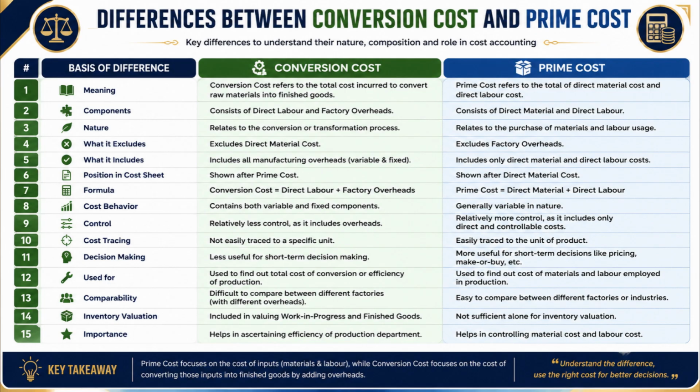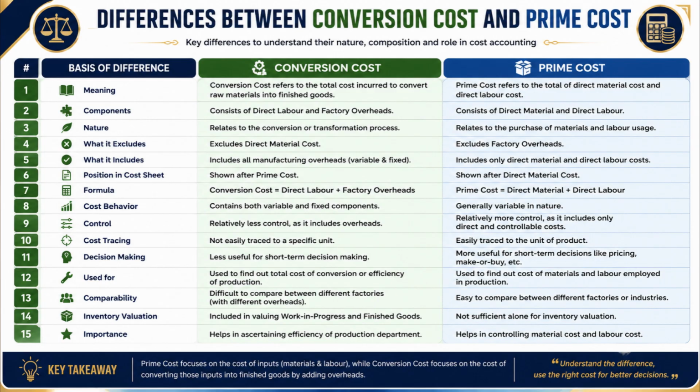Number 1. Conversion cost refers to the cost of converting raw materials into finished goods, whereas prime cost refers to the total of direct material cost and direct labor cost. Number 2. Conversion cost consists of direct labor and factory overheads, whereas prime cost consists of direct materials and direct labor. Number 3. Conversion cost is related to the transformation process in production.